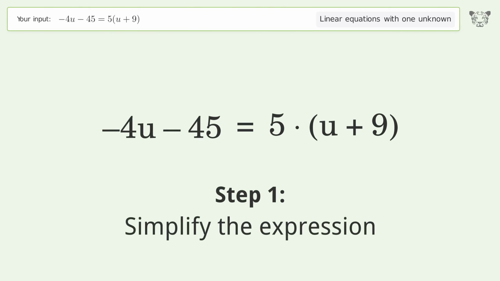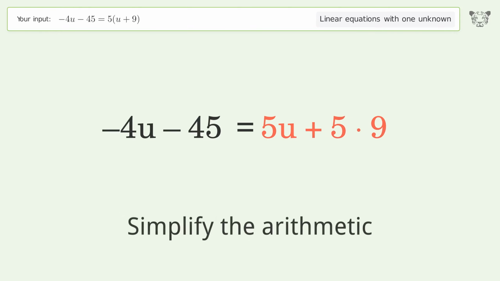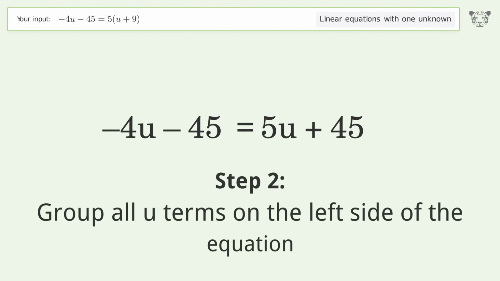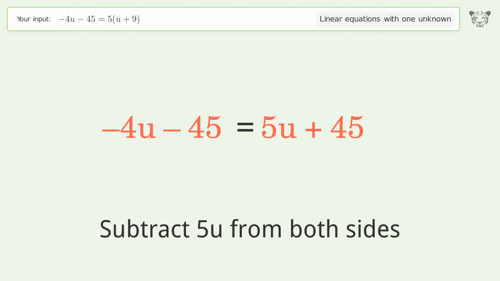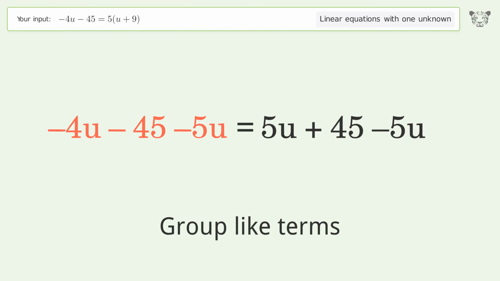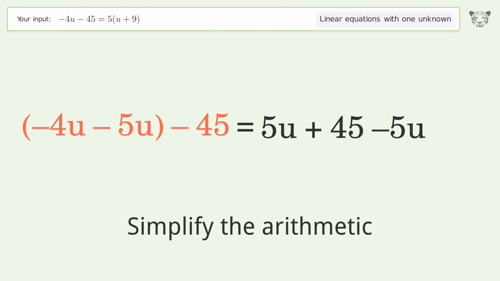Simplify the expression. Expand the parentheses. Simplify the arithmetic. Group all u terms on the left side of the equation. Subtract 5u from both sides. Group like terms. Simplify the arithmetic.